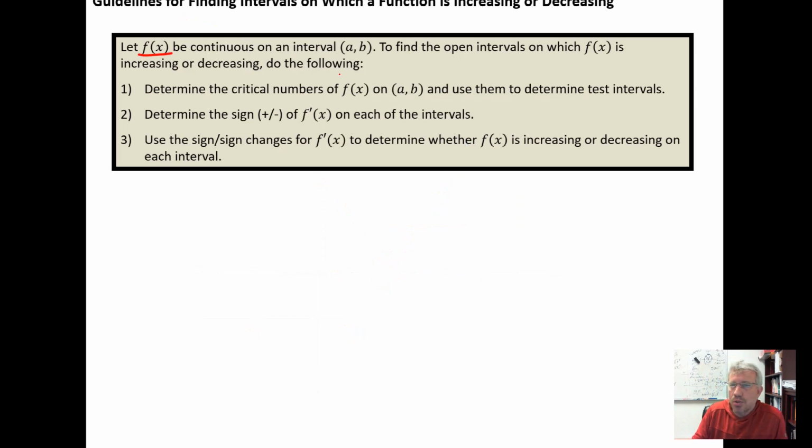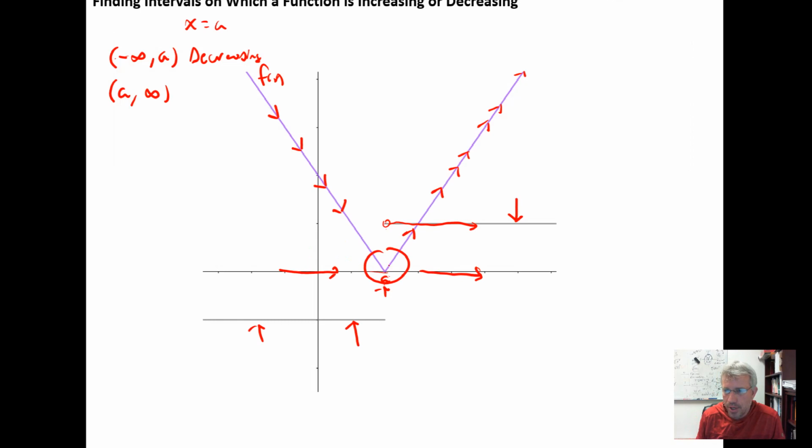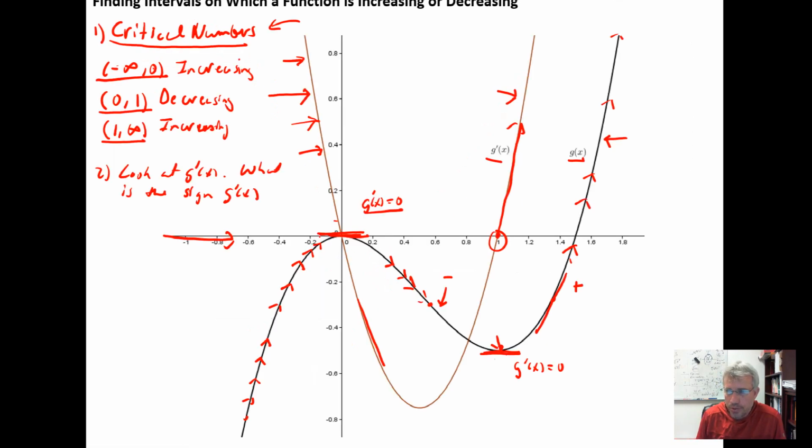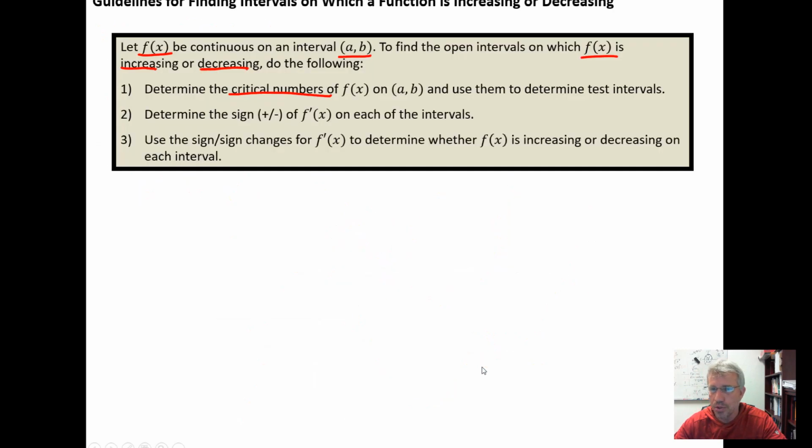So to summarize, and then in the next video we'll show examples of using this summary. If you have a continuous function over an open interval, if you want to find open intervals over which your function is increasing or decreasing, go through the following steps. Find the critical numbers. Determine where the derivative is equal to 0, or where the derivative is undefined, because the places where the derivative is undefined or 0 will be places where the function may change from increasing to decreasing. So find those locations where the function may change from an increasing to decreasing function or vice versa.